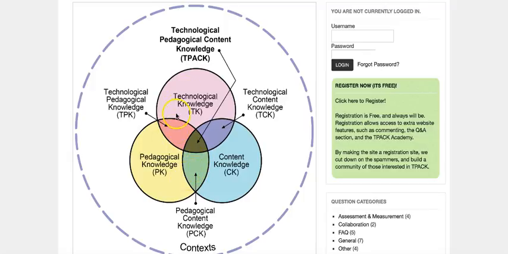Sometimes they'll cross this and get the TPK, or they'll get the TCK, but when everything comes in and you're able to use technology to demonstrate both your pedagogical knowledge and your content knowledge, you get TPACK, which is this sweet spot here. So this is what Mishra and Koehler are trying to get us to strive for, TPACK, the kind of like the target.